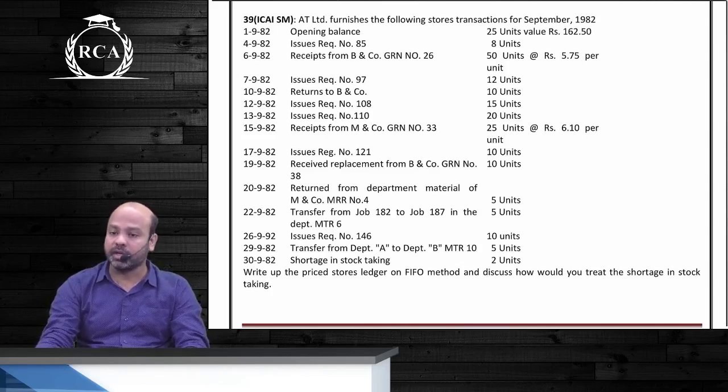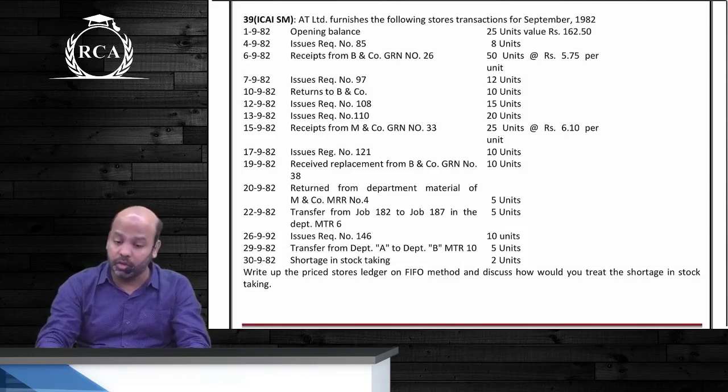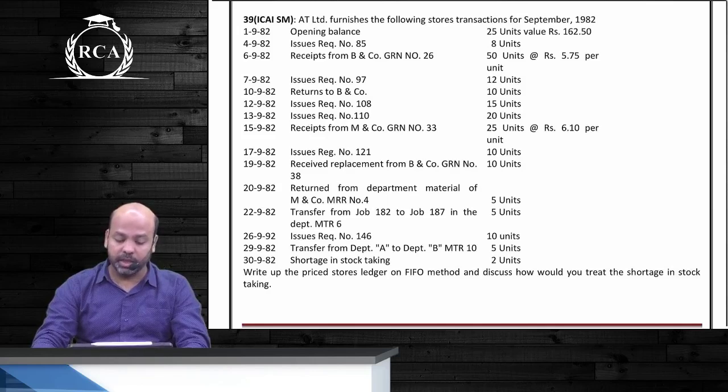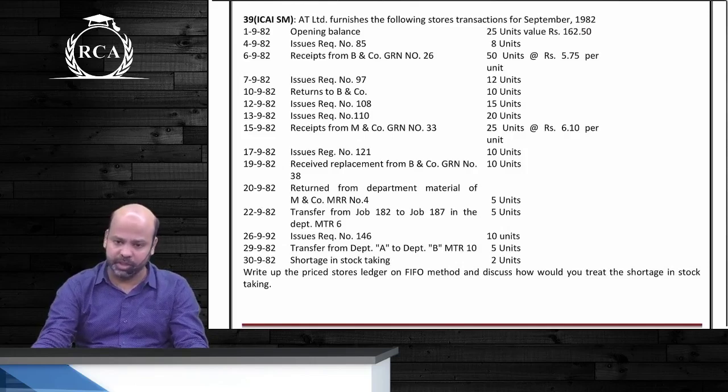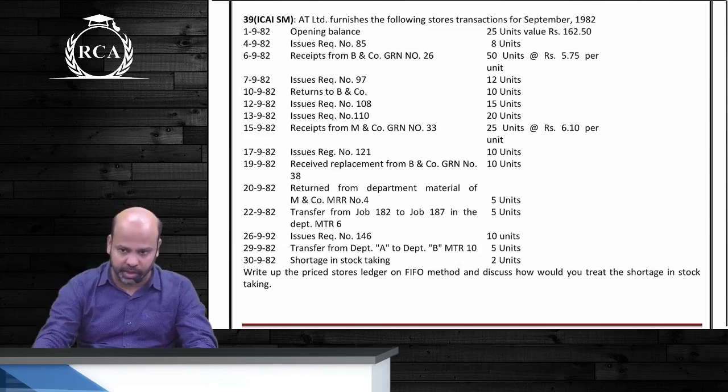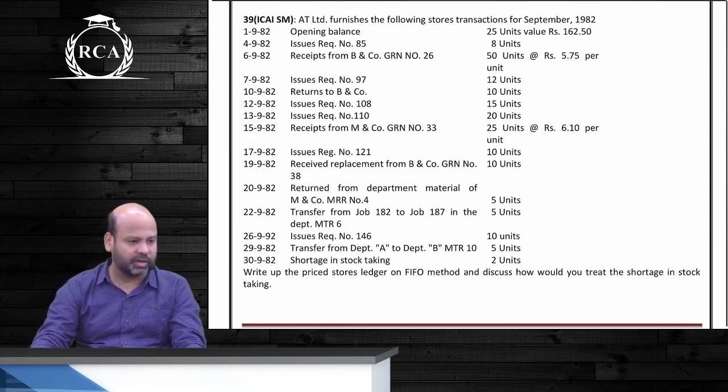Whenever material is returned to a supplier, we prepare an outward return note, and the material should be written in the issued column at the same price at which the materials were originally purchased. Good. Issues against requisition number 108, requisition number 110. Receipts from MNCO, GRN number 33. Issues requisition number 121. Received replacement from BNCO. It should be considered as a fresh purchase, but at the same price at which the material was originally purchased, the price at which we bought it.